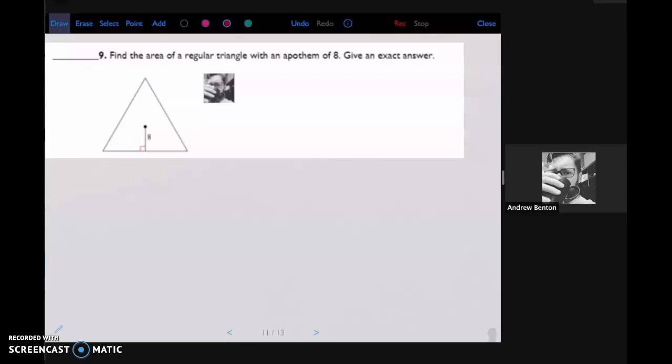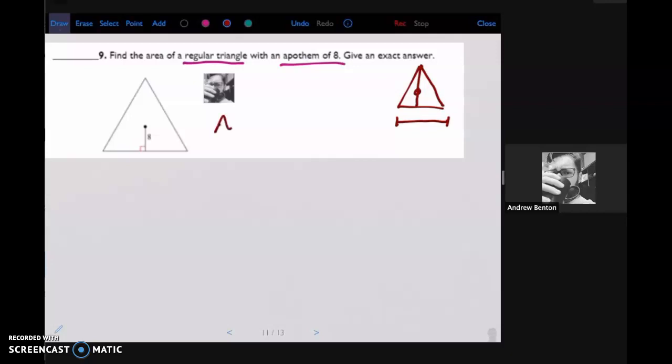All right, here we got a little wrinkle. This is a regular triangle, also known as an equilateral triangle. And the apothem is 8. So typically in an equilateral triangle, you just do 1/2 base times height, and you use your 30-60-90 to define the height. This is a little bit different because they gave you the apothem.